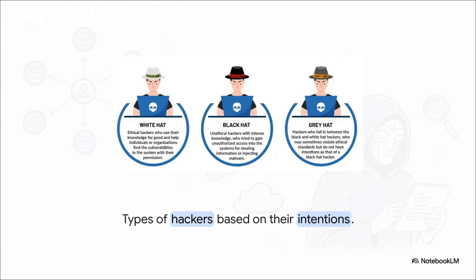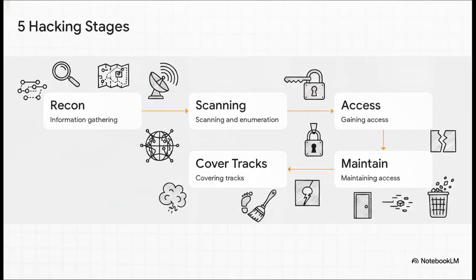This is a stark contrast to black hats, who break in maliciously to steal data or drop malware, or even gray hats, who might hack without permission but generally don't have malicious intent. To do their job effectively, white hats can't just stumble around guessing passwords. They follow a very rigorous 5-stage methodology that mirrors a real-world cyber attack step by step. Let's walk through them. Reconnaissance, scanning, gaining access, maintaining access, and covering tracks.